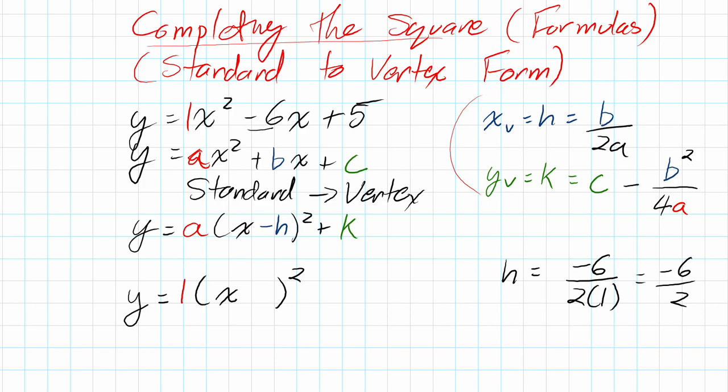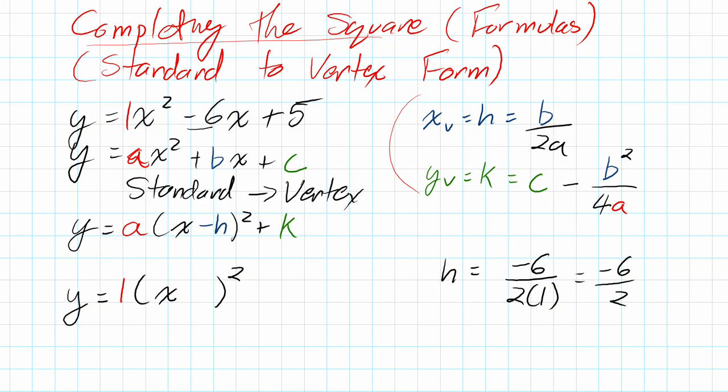negative 6 over 2, which is just negative 3. Okay, now remember that we have a negative h here. So if we're plugging in negative 3 into this value, which is tricky, we're going to have to change that after in this question.